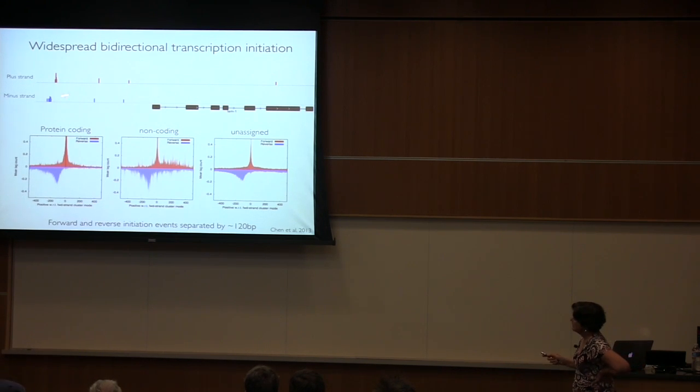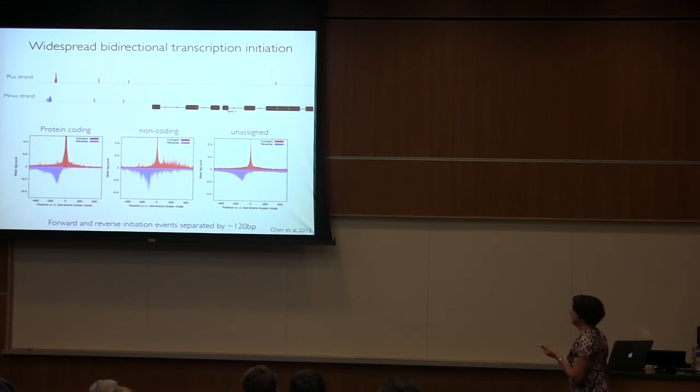The other thing that was very clear, if we look genome-wide, is that most sites, if this is the plus strand, we had strand-specific libraries, these are plus strand initiations, and those are minus strands, they generally were paired, so we'd have a plus and a minus separated by about 120 base pairs. So we have bidirectional transcription initiation in most regions of the genome, and we could see many initiation sites everywhere. And that happened both at the ones that we could identify as protein coding and at these other initiation sites.